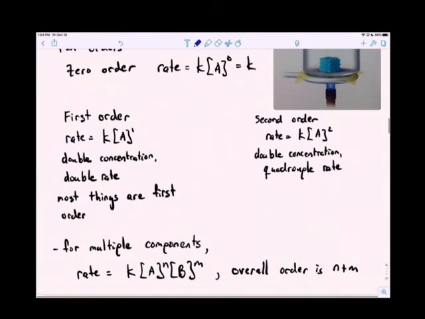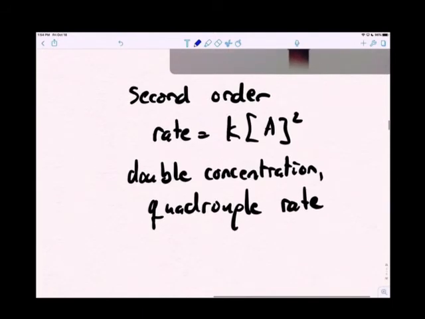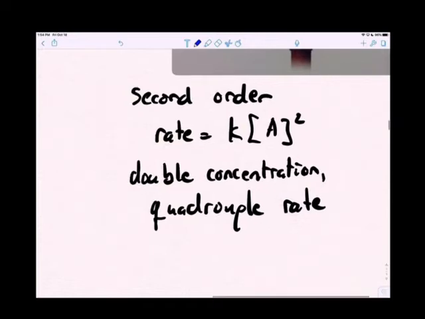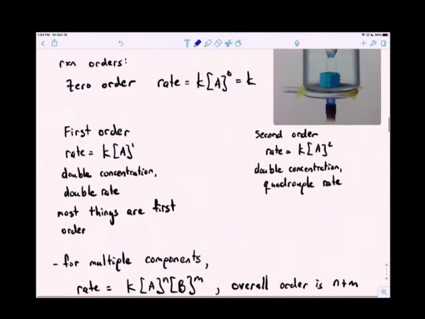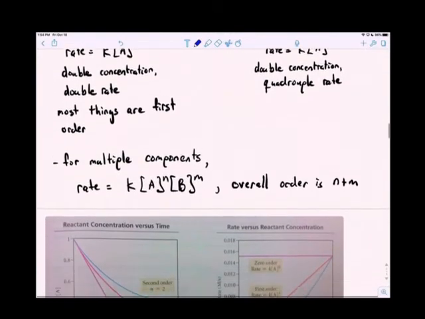But then in chemistry, we do see things that are second order. Rate is equal to some rate constant times the concentration of A to the second power. In this case, if you double the concentration, you quadruple the rate. You can also have fractional orders as well.